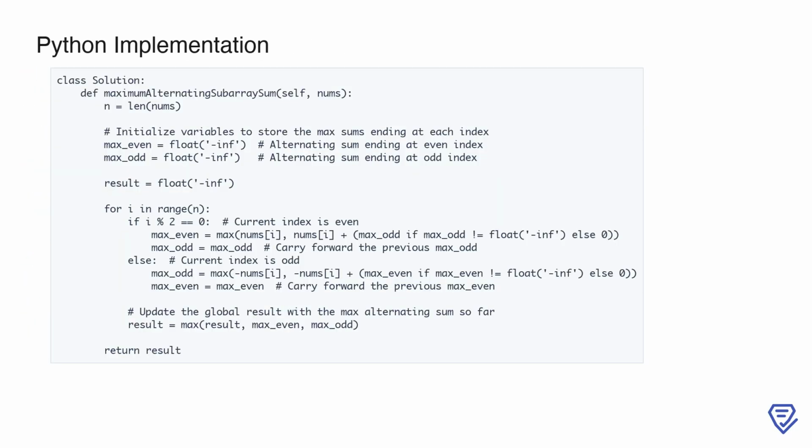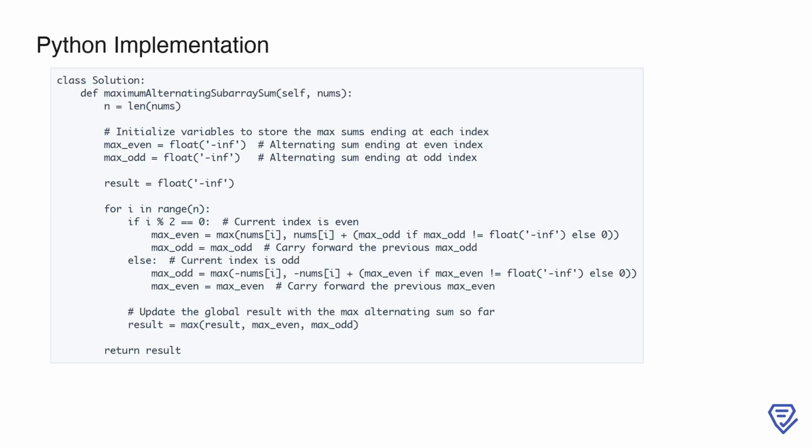The provided code solves the problem of finding the maximum alternating subarray sum efficiently using a dynamic programming approach. The key idea is to maintain two variables, max_even and max_odd, which represent the maximum alternating sums ending at even and odd indices, respectively. The algorithm iterates through the array nums. For each element, it updates max_even and max_odd based on whether the current index is even or odd.